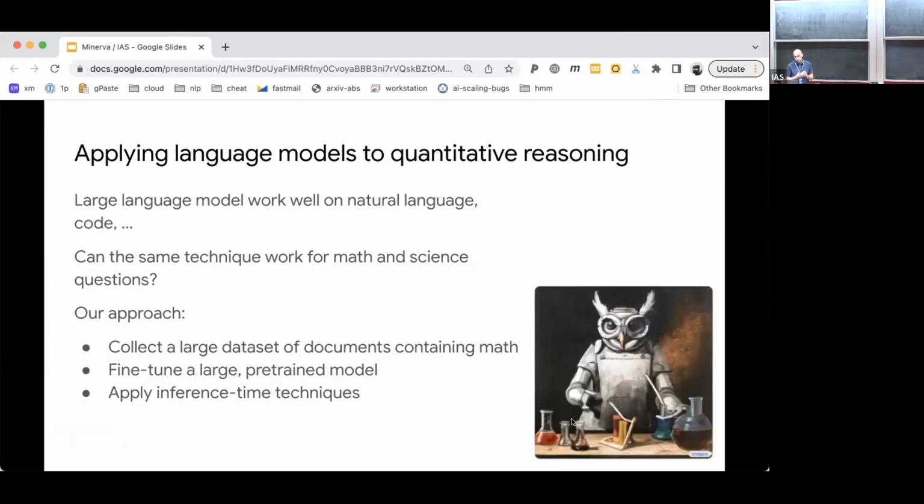So the general lesson here is that bigger models trained on more data tend to do much better. And our question in this work was, can we apply the same to quantitative reasoning tasks? Can we apply this to a model that can actually answer math and science questions?